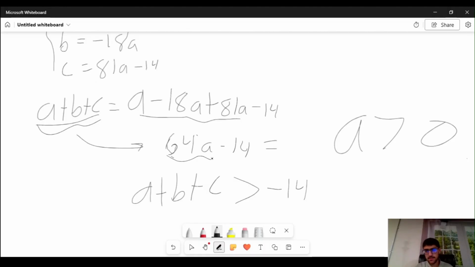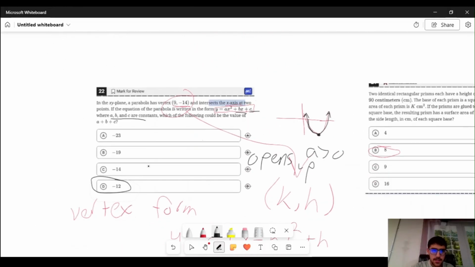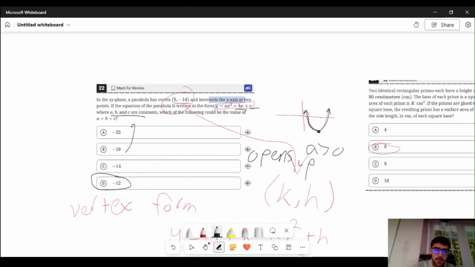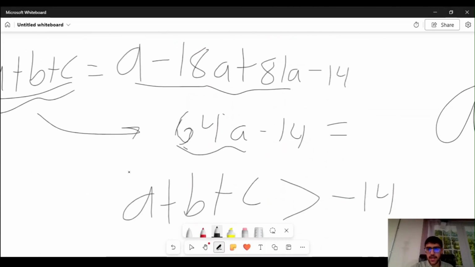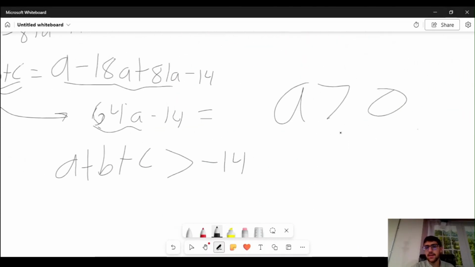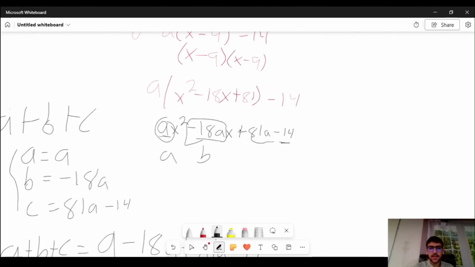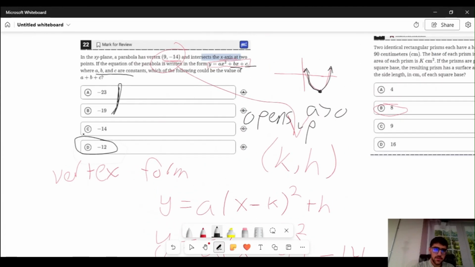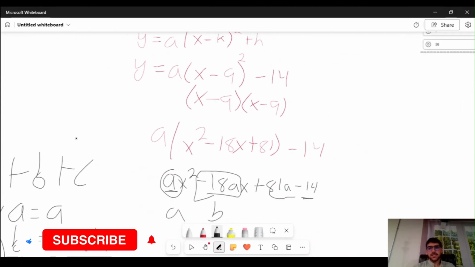Any number less than it is not possible, so the answer options negative 23 and negative 19 are not possible. These are less than negative 14. Negative 14 is exactly negative 14, and we only have a is greater than, there is no equal to. So negative 14 can't be an option. The only number that is greater than negative 14 is negative 12. So that is basically how you solve this.